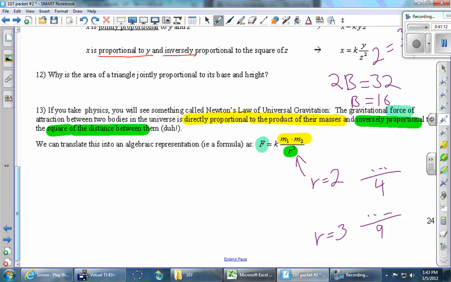So the force used to be some number divided by 4. Now it's the same number divided by 9. The force has gotten a lot smaller. And that makes sense. As you pull objects apart, the force gets smaller. And so that's captured in this formula.